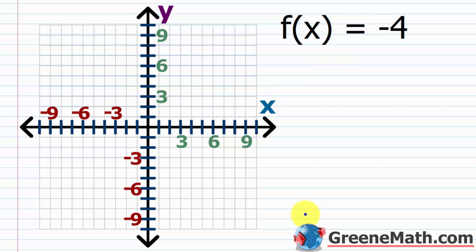All right, let's look at another example. So suppose we have f of x equals negative 4. Again, all I've got to do is go down to negative 4 on the y-axis. So that's going to be right there. This is my negative 4. And just draw a horizontal line that crosses the y-axis at negative 4. So let's do that real quick. So this would be f of x equals negative 4.